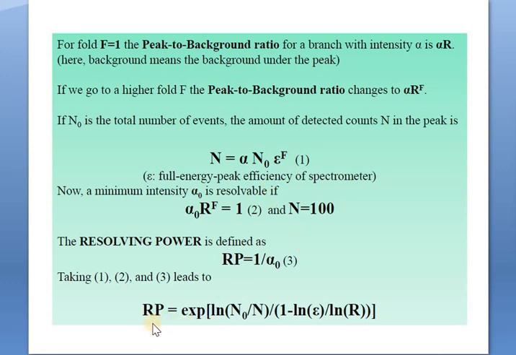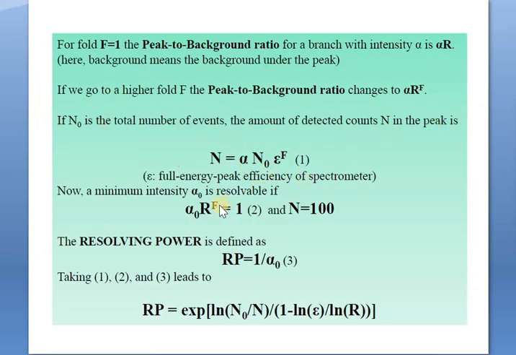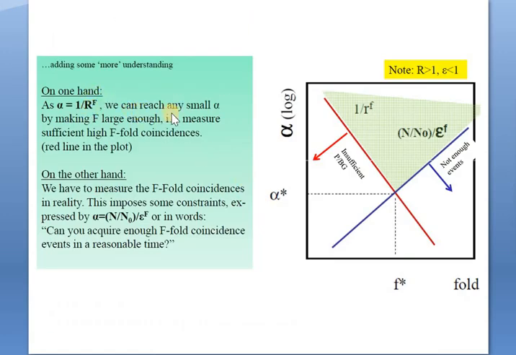Also, the number of detected counts in the peak. Note that the number of detectors is not here right now. Suppose if we have that, then root n is of the order of 10 and we will be able to resolve the spectrum. Then we define the resolving power as RP, for resolving power, as 1 by alpha 0. And if we take the three things together, then we get this expression of RP equal to exponential log of N0 by N divided by this term. So this is the figure of merit for the array which we wanted to find out.